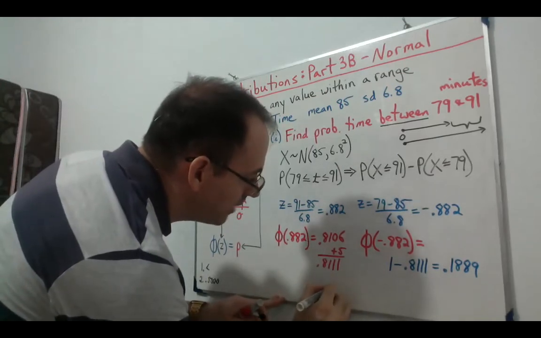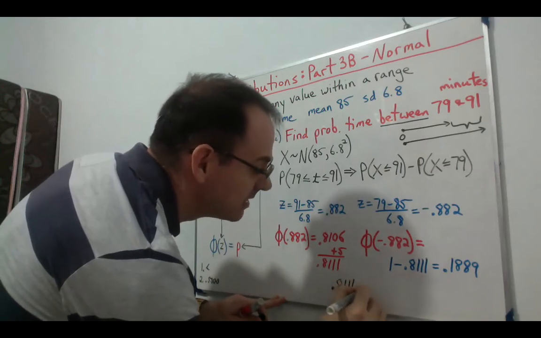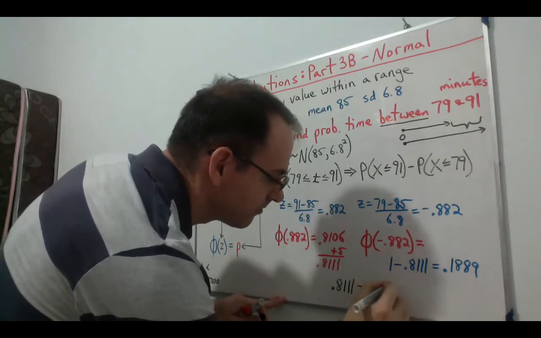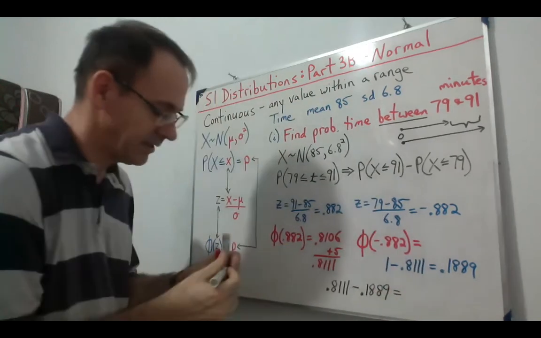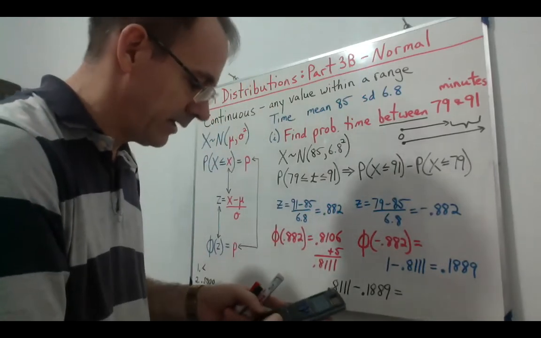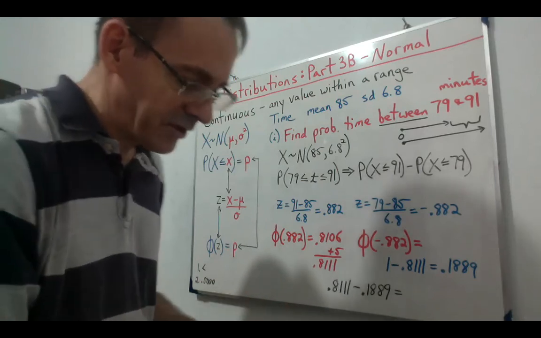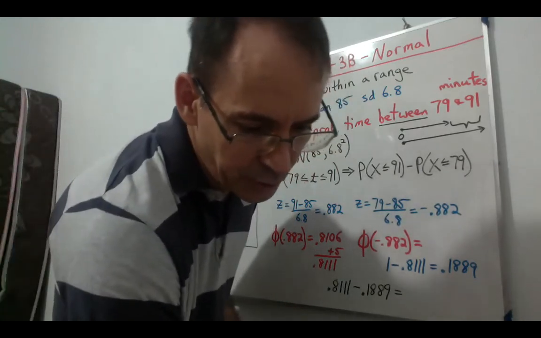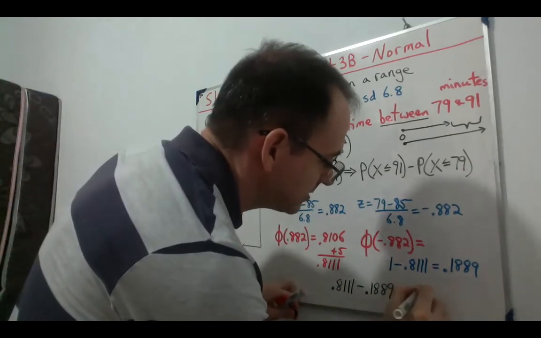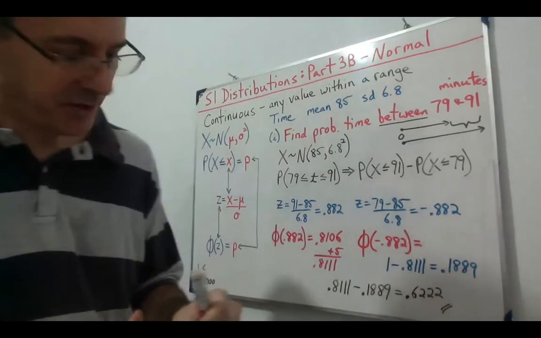So our 81% minus our almost 19% here gives us a value of 0.8111 minus 0.1889 gives us a 0.6222. 0.6222. And that is the correct answer.